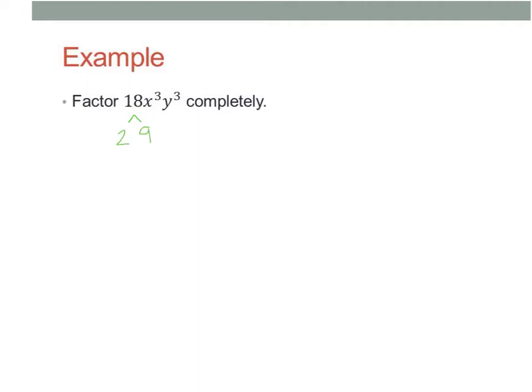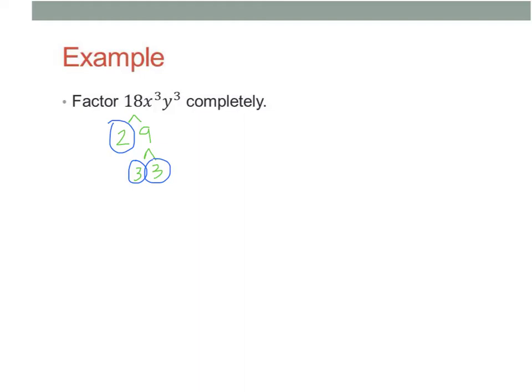Is 2 a prime number? Yes, so you're done with 2. Is 9 a prime number? No, so then you need to factor it further. What times what is 9? Well, 3 times 3. And now is 3 a prime number? Okay. So you're going to go all the way down until the end of every branch are prime numbers.